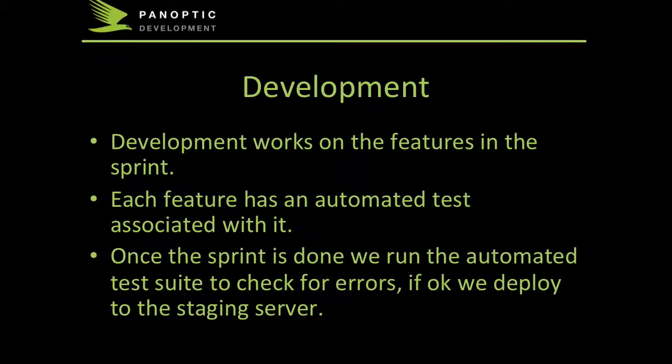So development goes off and starts working on the features in the sprint. And with each feature, development builds an automated test associated with that feature. And the idea of this is we then have an automated test suite that we can run before we deploy to make sure everything's working. So once development is done and the test suite is run and everything looks good, we will deploy to the staging server.